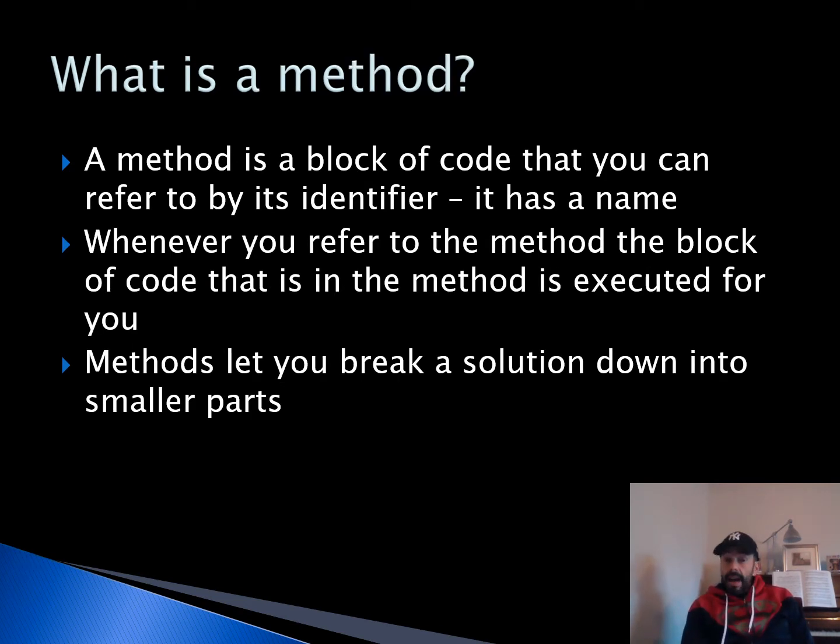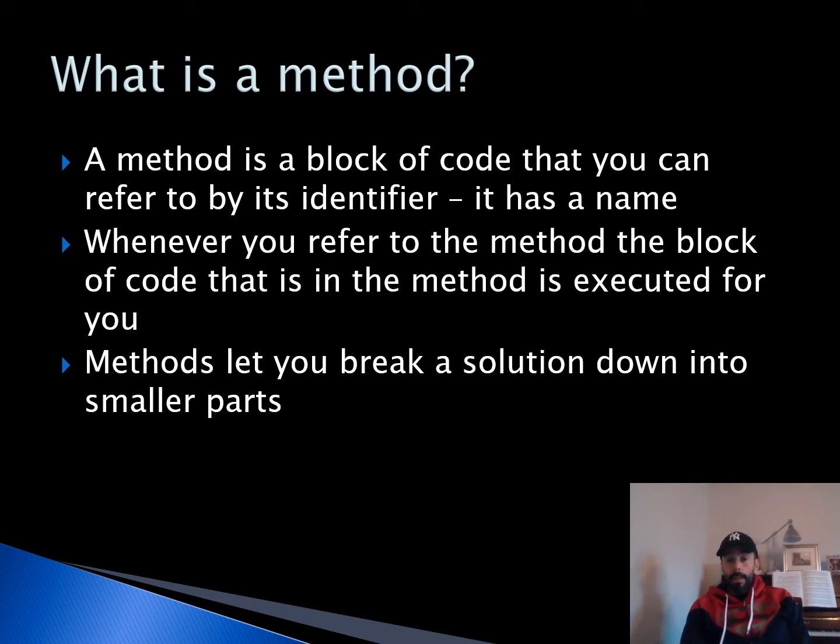So a method is a block of code that you can refer to by its identifier. So obviously it has a name. As we've discussed in previous lectures, do give all of these things meaningful names, whether it's variable names or method names or class names, so that you know exactly what you're calling and can keep track of these things.